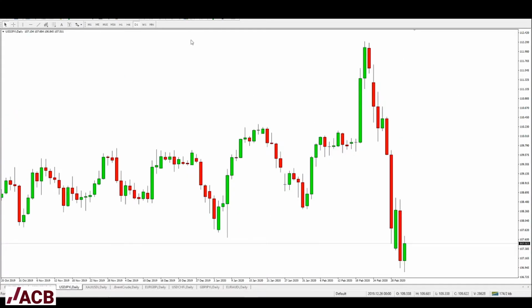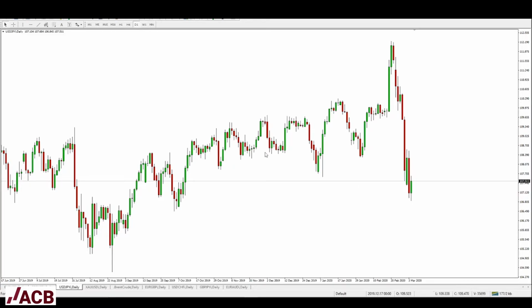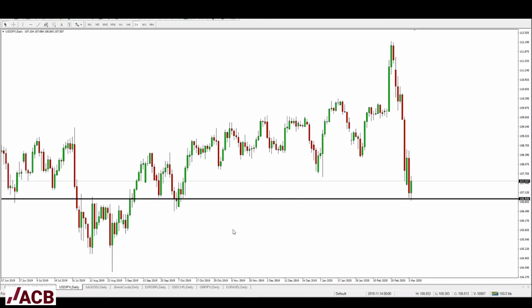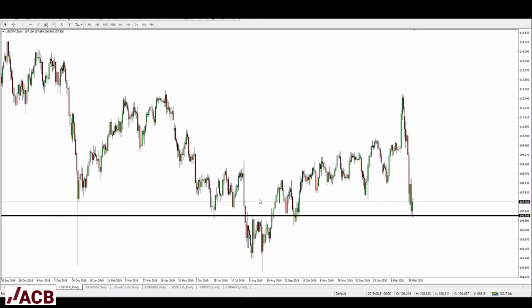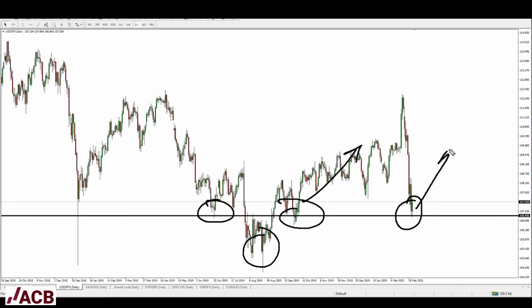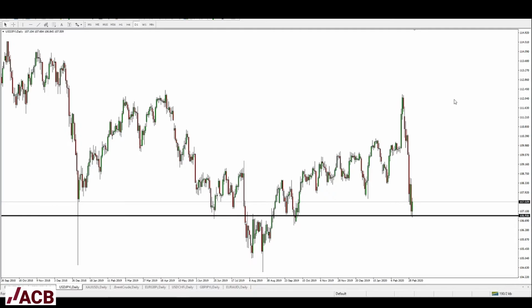USD JPY is our next mover, and you can see we did get some sort of a bounce here off of this level right around this area. We had previous supportive structure there. We actually formed an inverted head and shoulders and shot off last time we were in this area, so it should be interesting to see if we can get some sort of bigger bounce there on USD JPY.